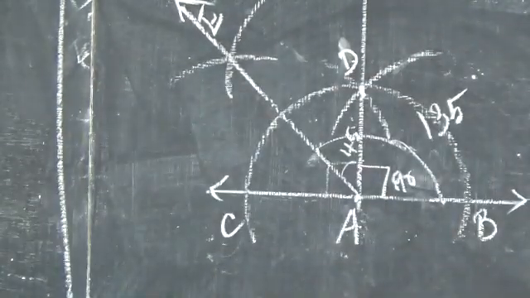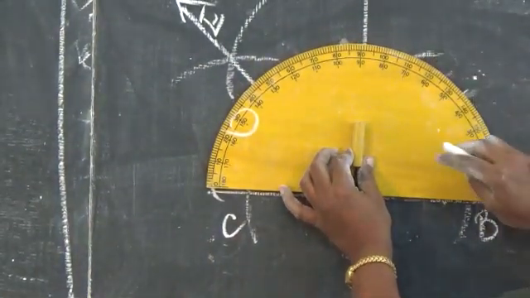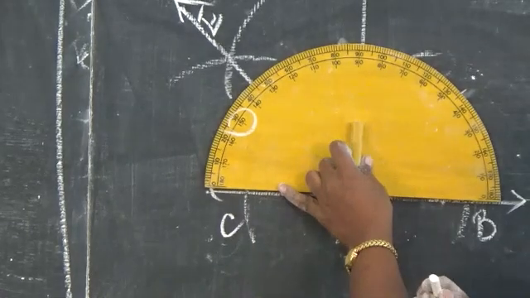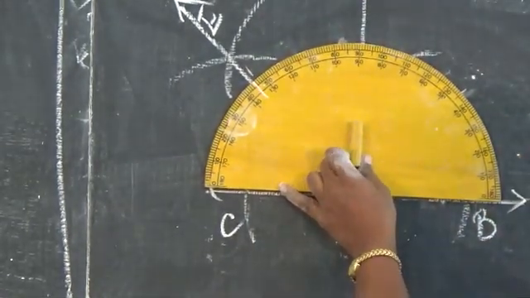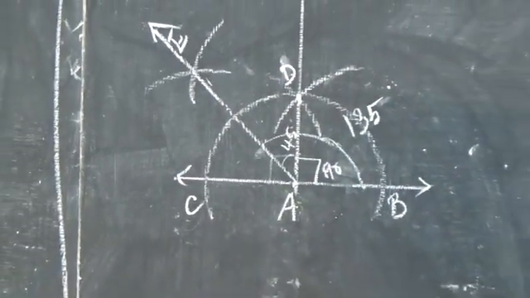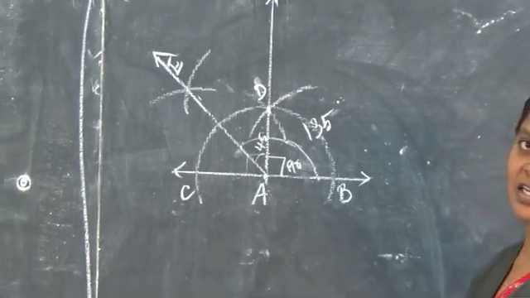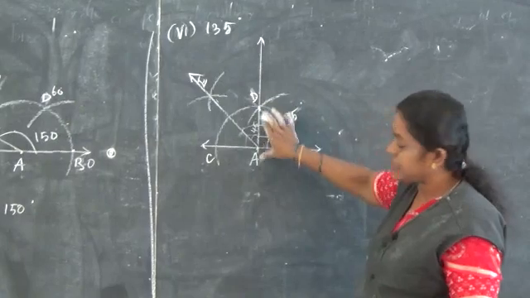135 degree, better we'll check it. How much angle are you getting? Exactly 135 degree. Amazing, isn't it? We are using only ruler and compass. We can construct the angle 135 degree. How to construct? Up to 90 degree as usual.